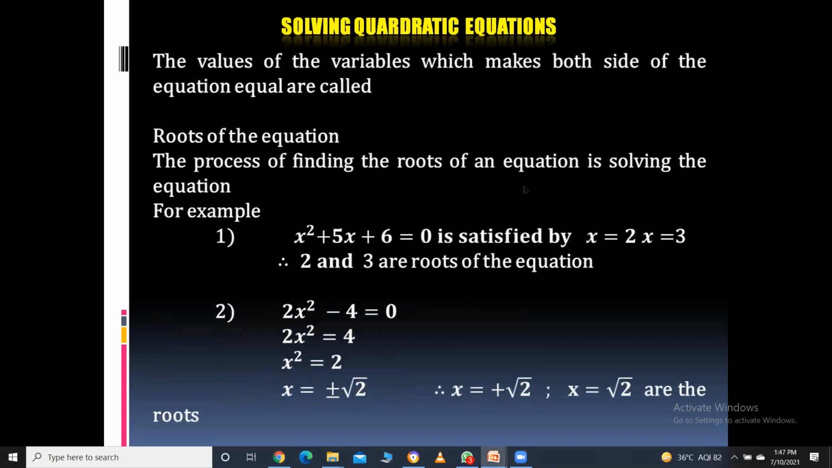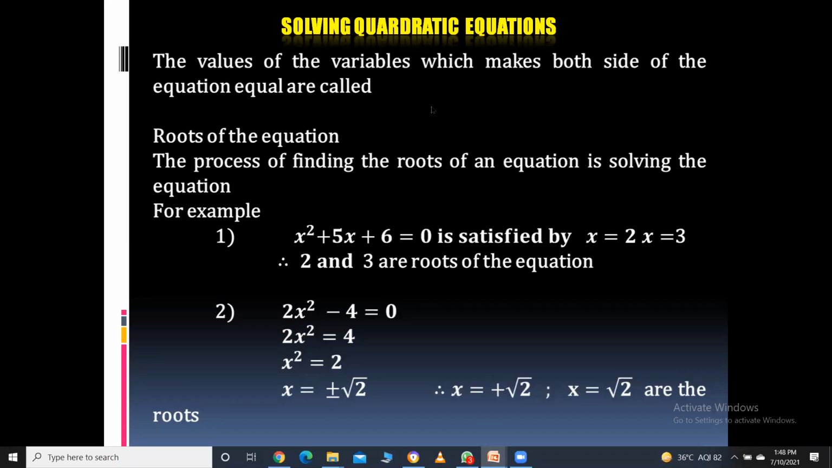Now, solving quadratic equations. The values of the variables which make both sides of the equation equal are called roots of the equation. The process of finding the roots of the equation is called solving the equation. For example, in the first example, x square minus 5x plus 6 is equal to 0, it is satisfied by x equal to 2 and x equal to 3.